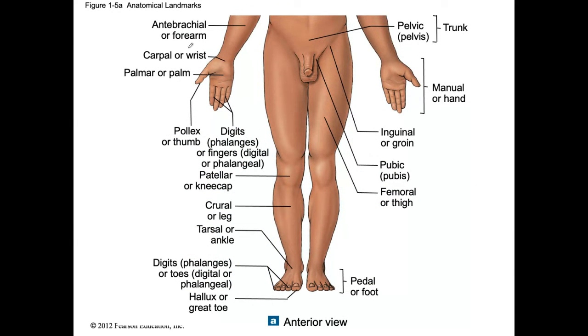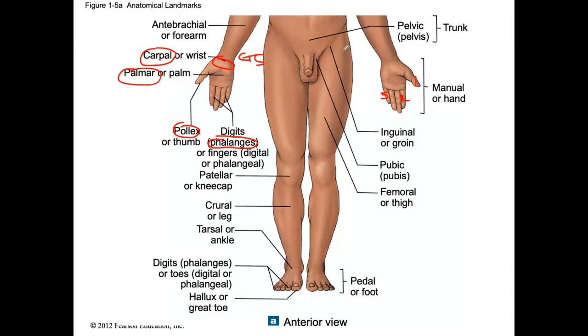Okay, the wrist. The wrist is carpal. You've heard of someone having carpal tunnel syndrome. Carpals are the 8 bones that we have in the wrist. The palm is called palmar. The thumb is called pollex. And the fingers are referred to as phalanges. You have your first digit, your second digit, and the pinky would be the fifth digit or fifth phalange.